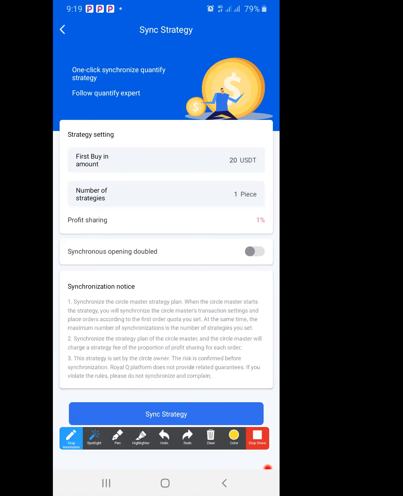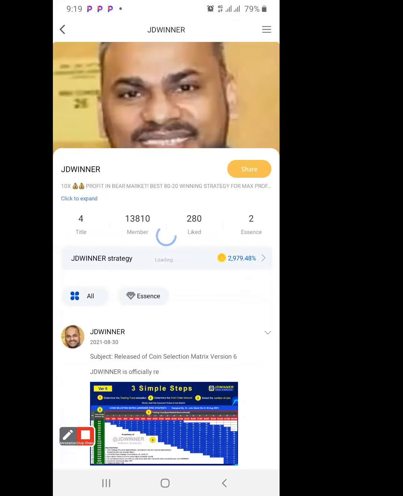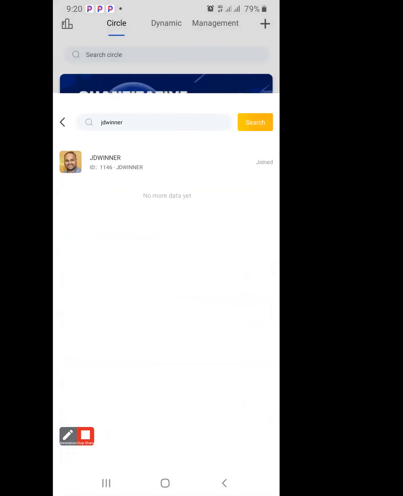Then you click on this sync strategy below. I don't want to click it because I have enough coins that I'm trading already. If you click it, it starts a trade immediately, and you don't need to touch the settings, just leave it like that, and it continues until you are ready to stop following the strategy. So if you want to stop following the strategy, all you need to do is go back to your home page.